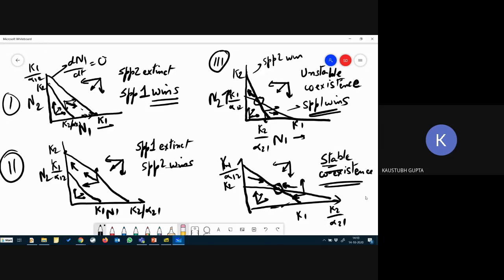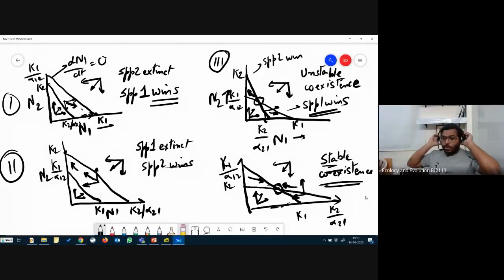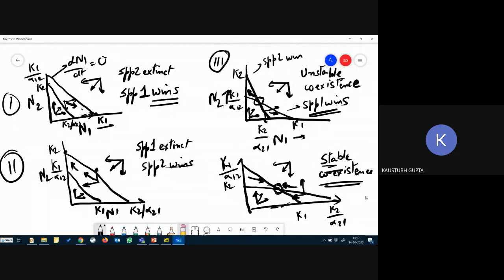Okay? Sir, I had a question. Yes, go ahead. So in graph 3, the point is in one direction it is stable, right? If you perturb it in one direction, it's unstable, but if in a direction perpendicular to it you perturb, then it's stable, right?